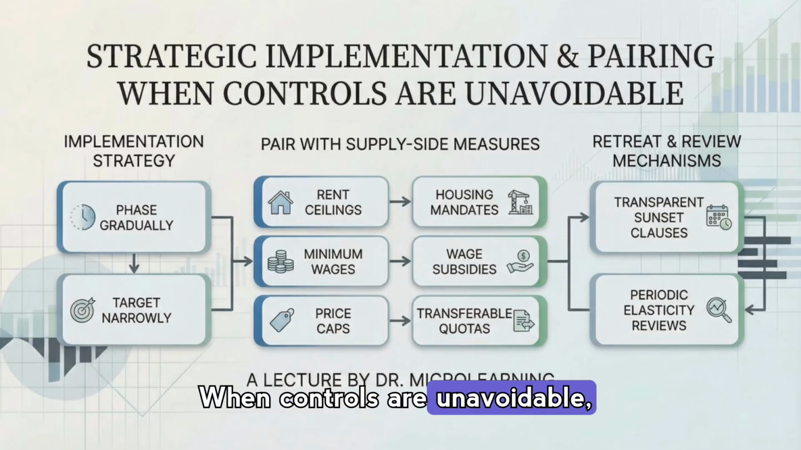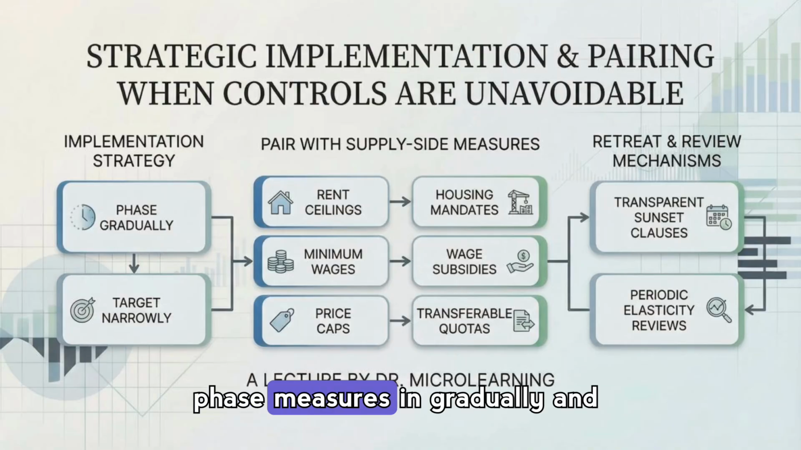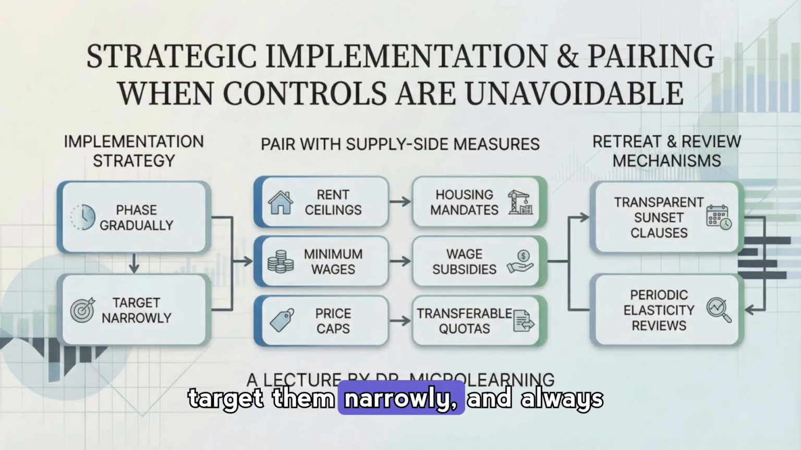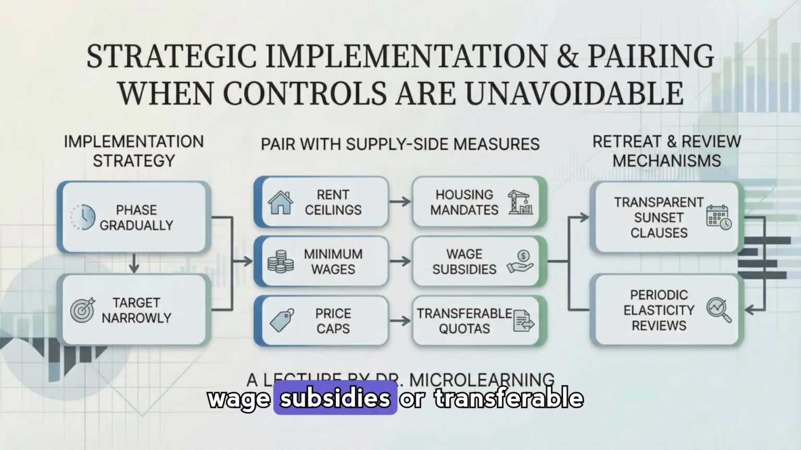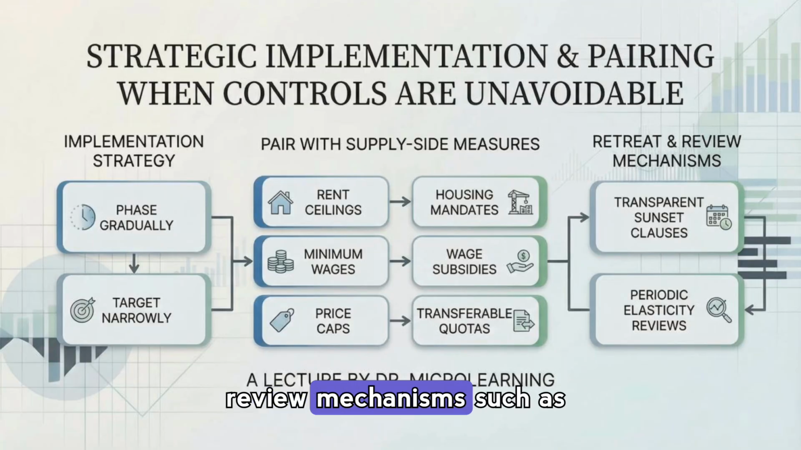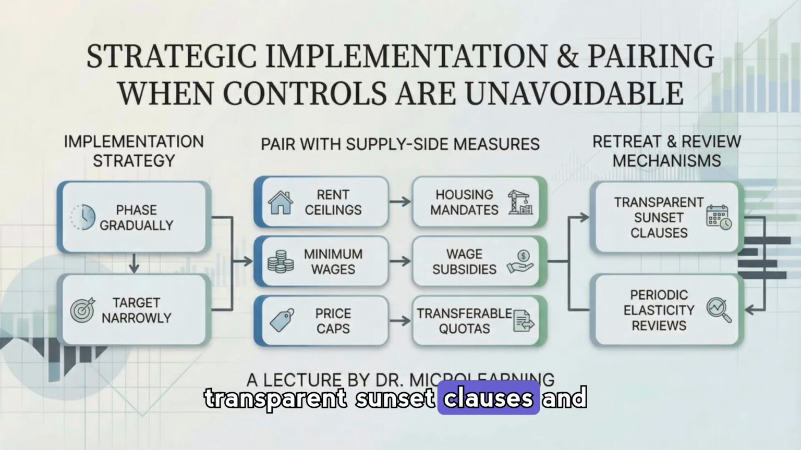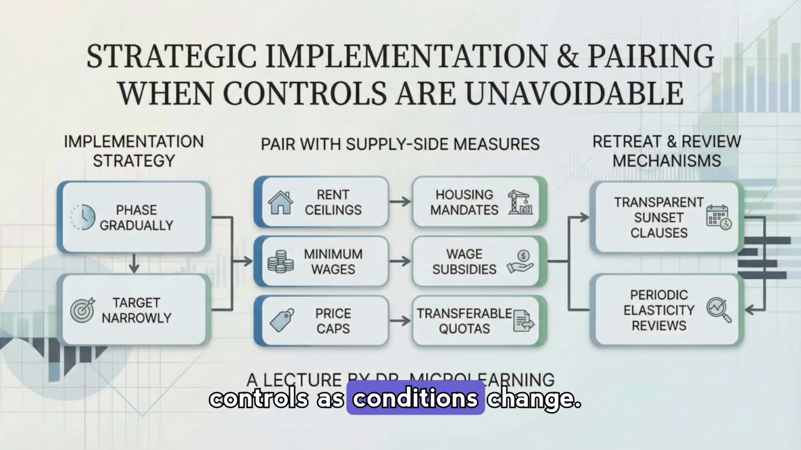When controls are unavoidable, strategic implementation matters. Phase measures in gradually and target them narrowly, and always pair price limits with supply-side responses like housing mandates, wage subsidies, or transferable quotas. Finally, include retreat and review mechanisms such as transparent sunset clauses and periodic elasticity assessments, so policymakers can adjust or remove controls as conditions change.